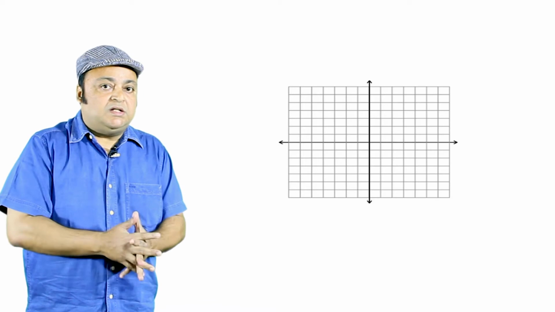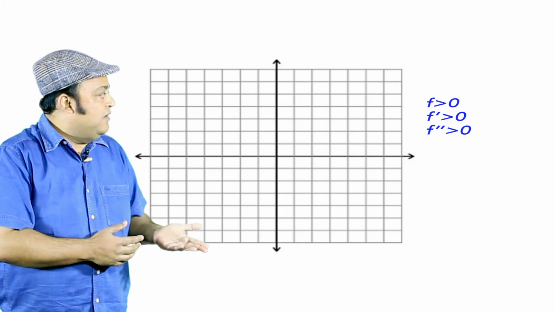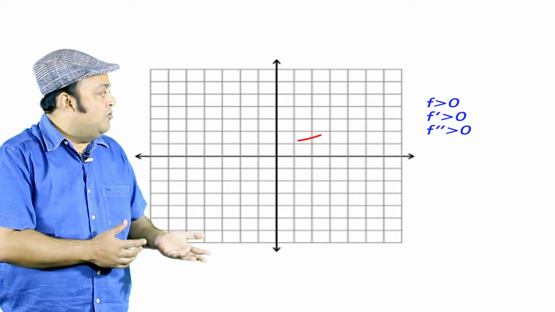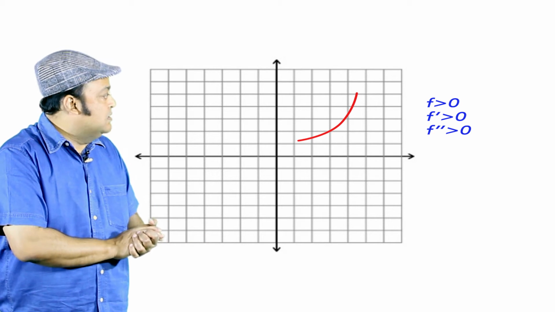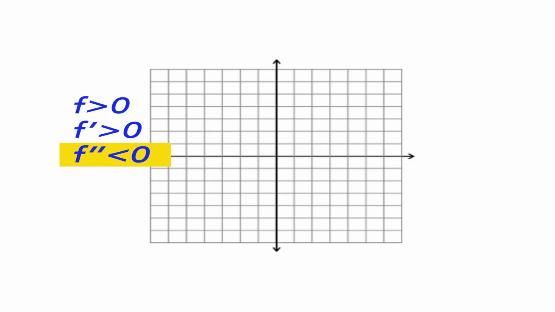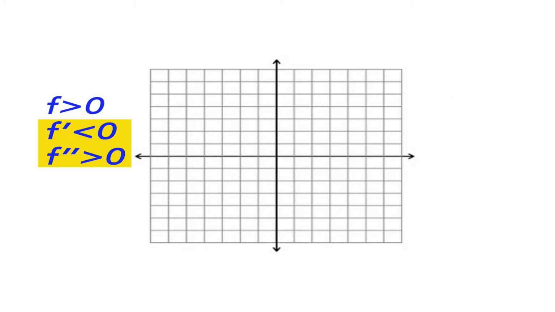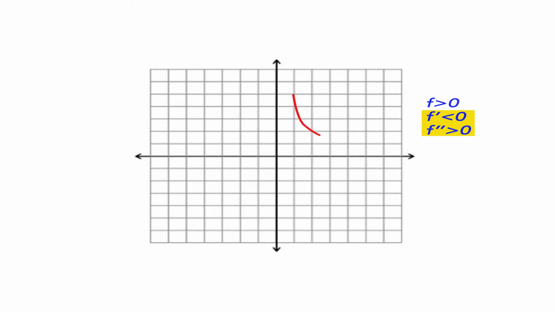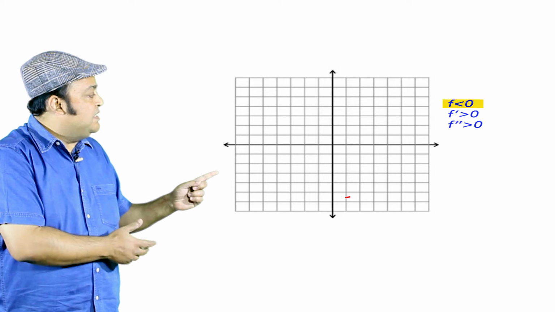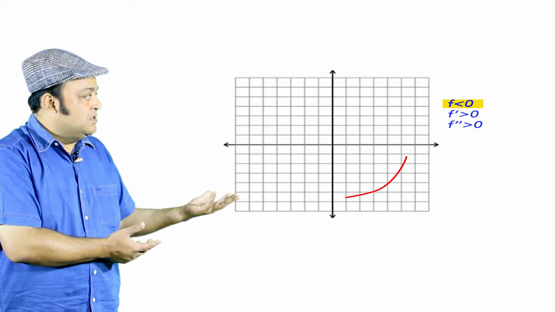Armed with this knowledge, let us examine some graphs. Here we find the first one, f dash greater than 0, f double dash greater than 0 and f itself greater than 0. It looks something like this. This one has both f and f dash greater than 0, but f double dash is less than 0, so it is concave downwards. This one again is a decreasing function as f dash is less than 0, but it is concave upwards. This one again a decreasing function, but concave downwards. In this case, f itself is less than 0, so it lies below the x axis. So, let us use this simple knowledge to solve a problem.